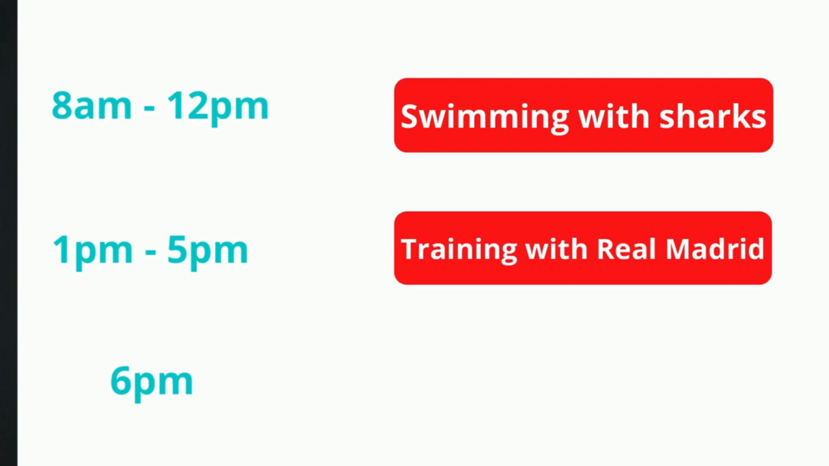A day in my life. You and your student create a fictitious schedule of each other's lives. It doesn't need to be realistic. From 8 to 12, swimming with sharks. 1 to 5, training with the Real Madrid Football Club. 6, robbing a museum. Once you are done, the other person has to ask questions until they figure out what they are doing at that time. Am I in a dangerous place? Am I underwater?